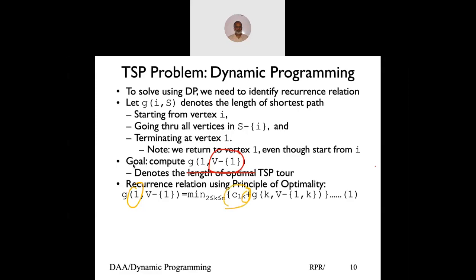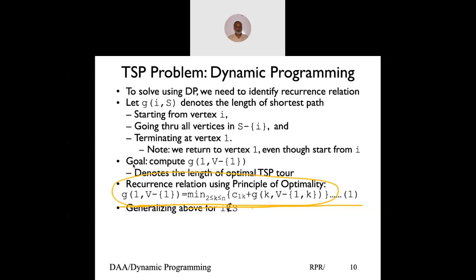So this is the cost from 1 to k. Now I'm left with all other vertices other than vertex 1 and vertex k. So I need to find my shortest path starting from k through the vertices other than 1 and k. This indicates g(k, V minus {1, k}). So my recurrence relation: what you need to find is g(1, V minus {1}), which means starting from 1, go to some vertex k among 2 to n, and then find the shortest path from vertex k through the remaining vertices other than 1 and k, and this is the recurrence relation we need to solve.